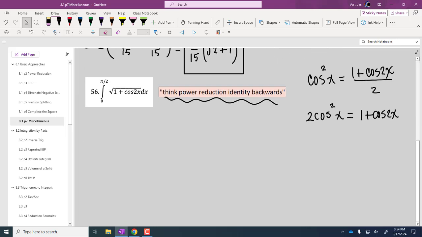Whoa. So the inside of the root can become 2 cosine squared of x.